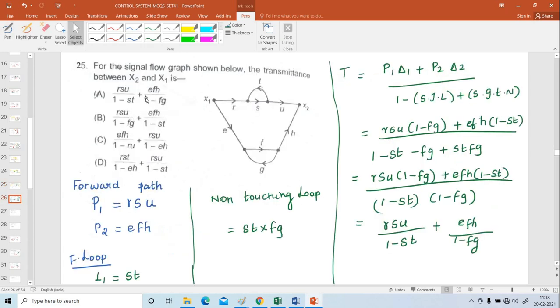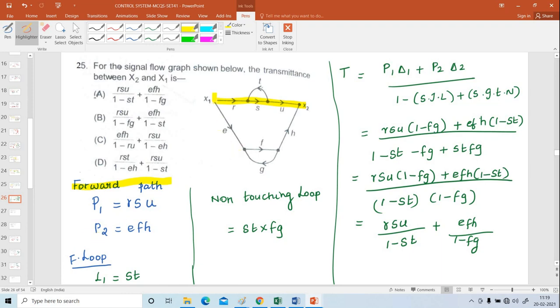Next, for the signal flow graph shown below, the transmittance between x2 and x1 is. So this is the signal flow graph. As I have told in the previous problem, the formula is summation Pk delta K divided by delta. First one is find out the forward path. Here the forward path is where the signal starts from the input and ends at the output. The input is x1 and output is x2. So first one is RSU. That is the first forward path.